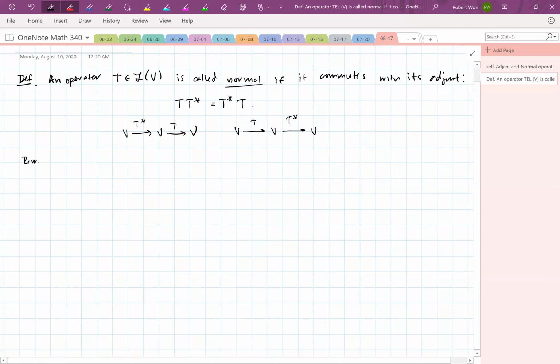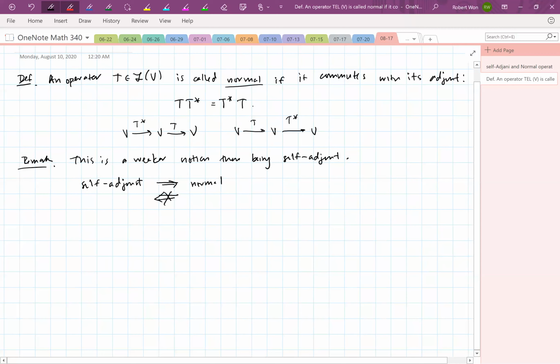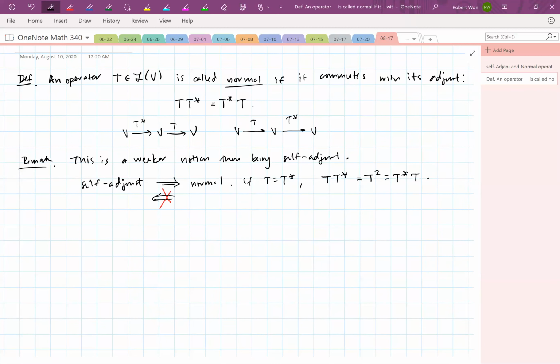Just a remark that this is a weaker notion than being self-adjoint. In other words, self-adjoint implies normal, but not the other way around. Because if T is self-adjoint, then T star is just T, so T squared is the same thing as T star T. So you get this normal property for free. So this is a weaker notion, a weaker relationship that an operator can have with its adjoint.